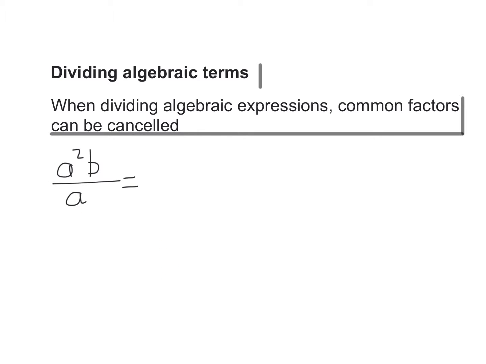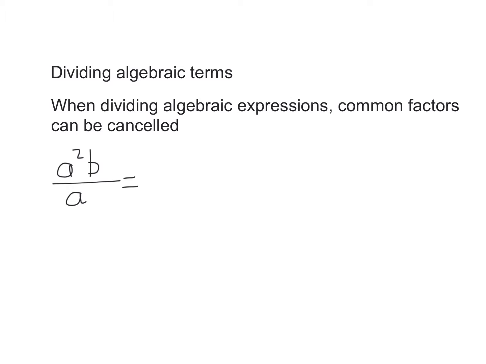Well, what about this one over here? Give this one a go. Put the video on pause and come back when you're ready. I'd simply write this as a times b, expanding my expression a little bit. I can then simplify this by saying that cancels with that a over there. Therefore, my answer has to be ab. Okay?